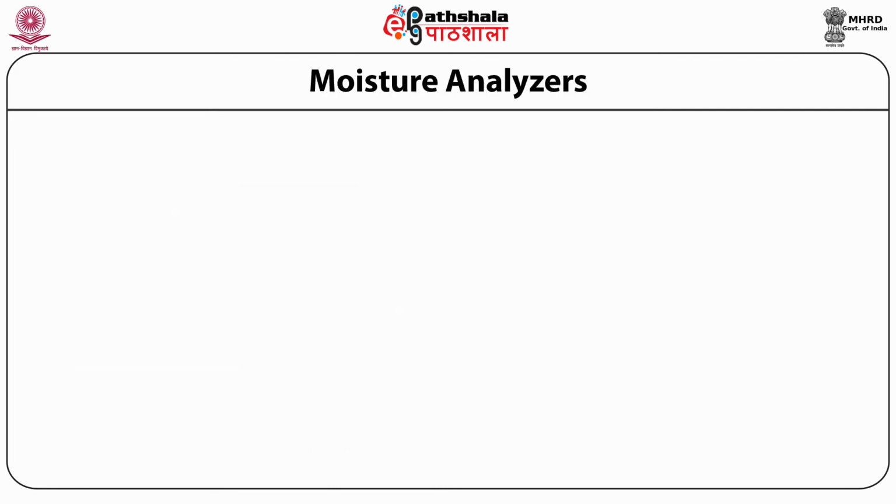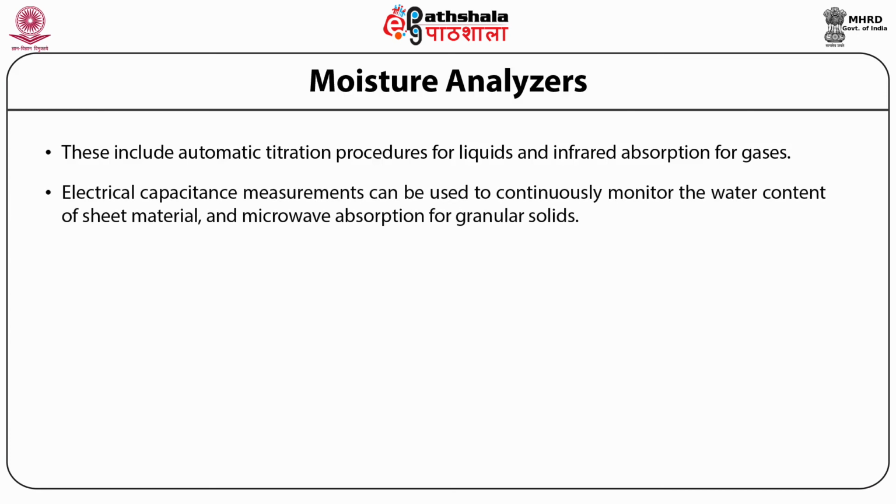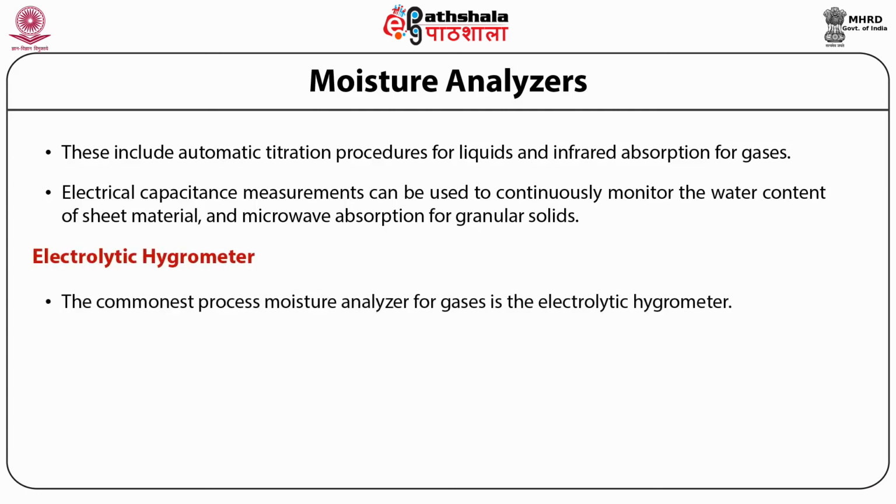Another type of analyzer is the moisture analyzer. There are approximately 20 different methods for the automatic determination of moisture in solids, liquids, and gases. These include automatic titration procedures for liquids and infrared absorption for gases. Electrical capacitance measurement can be used to continuously monitor the water content of sheet material, and microwave absorption for granular solids. We shall concern ourselves mainly with the measurement of moisture in gases.